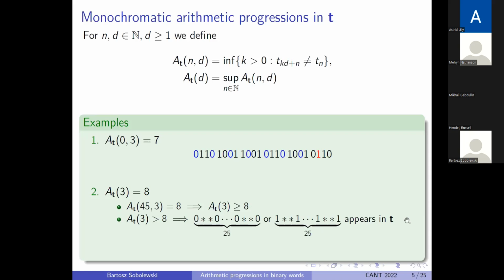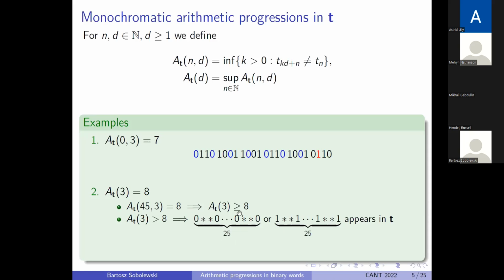So somewhere in the Thue-Morse word, there appears a word of this form, where we have 0, then an asterisk, which signifies any binary digit. So there are two binary digits, and again 0, then 2 binary digits, and so on. And this 0 appears 9 times. So we get some word of length 25 of this form. And similarly, if this progression is of color 1, then we get a similar word, but with 1s.